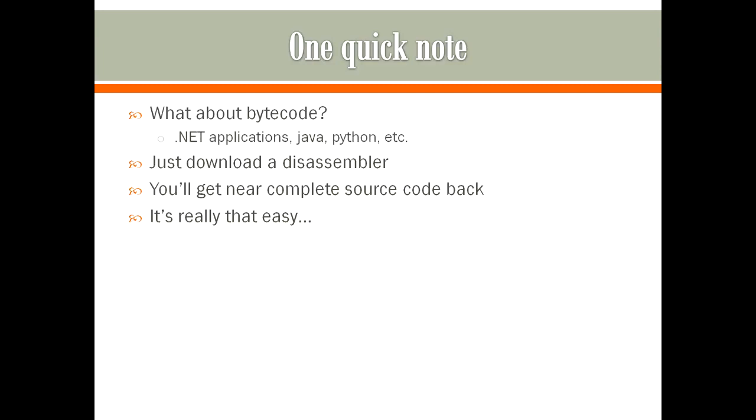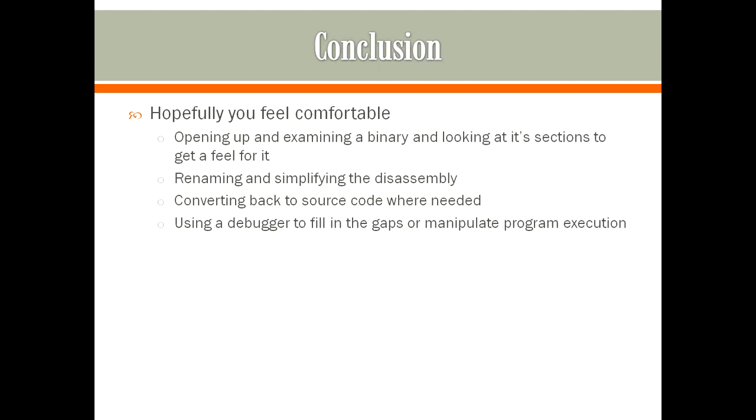When dealing with bytecode like Java or Python, simply download an appropriate decompiler and you actually get source code back. It's a lot easier than people think. Through this lecture, you have learned the necessary skills to examine a binary and its sections. You know how to rename and simplify its disassembly. You can convert the disassembly back to source code when necessary. Also, you learned how to analyze and control a binary dynamically using a debugger.